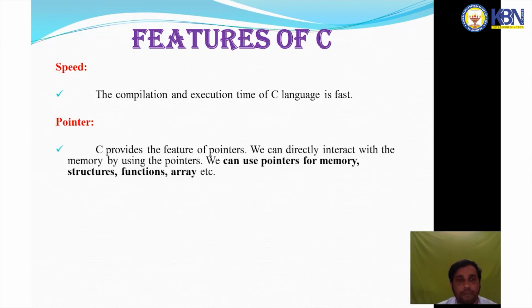The next one is the pointer. What does pointer mean? A pointer is nothing but the address of the location of a variable, and that is called a pointer. Pointer variables can be utilized for memories, structures, functions, arrays, etc. So these are the uses of pointers.